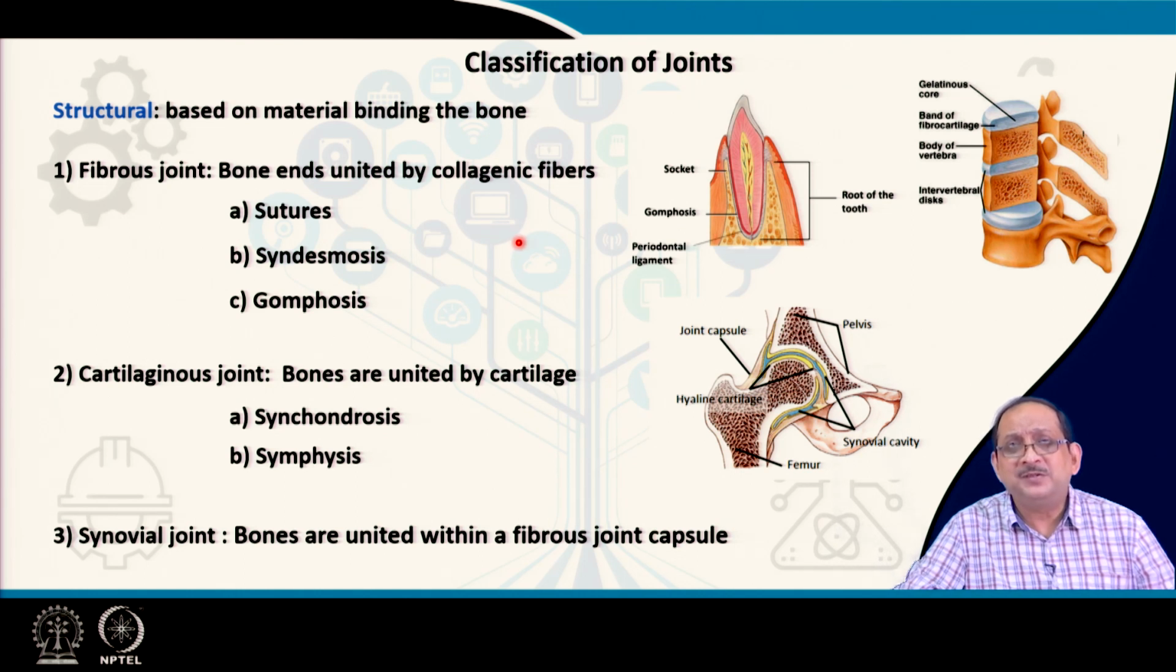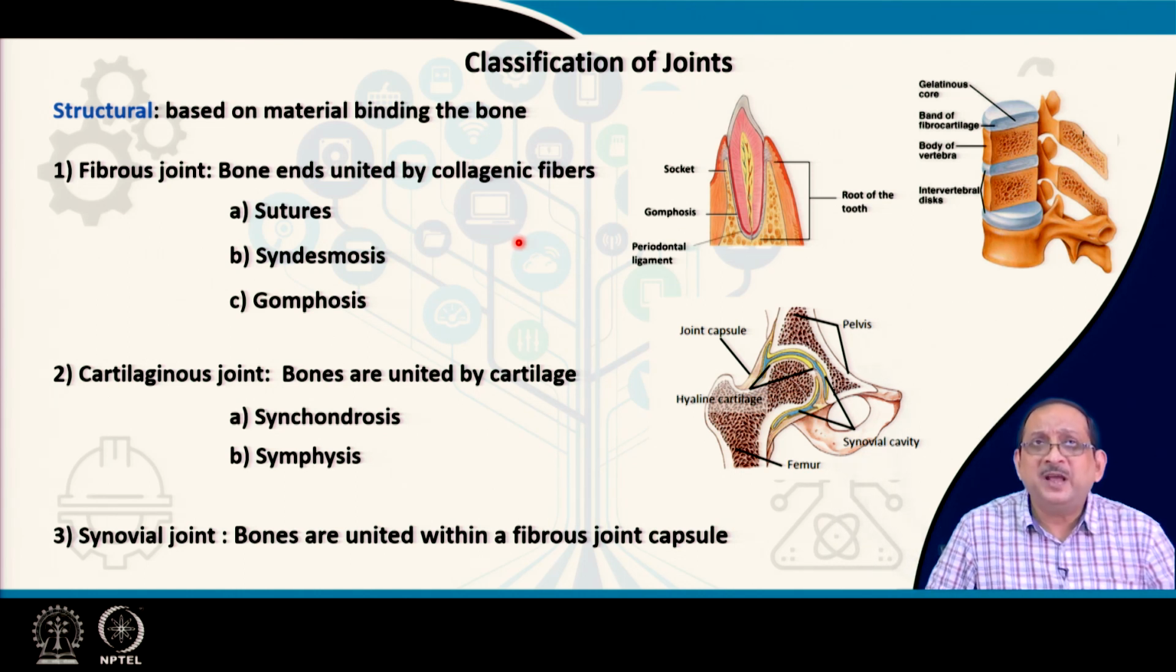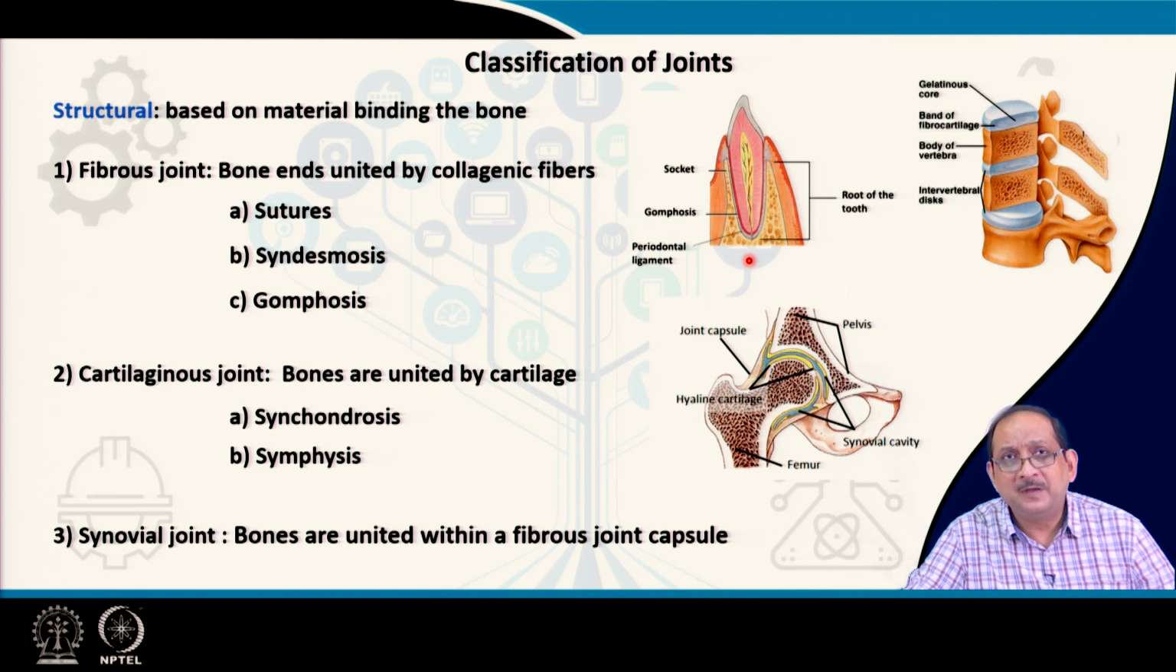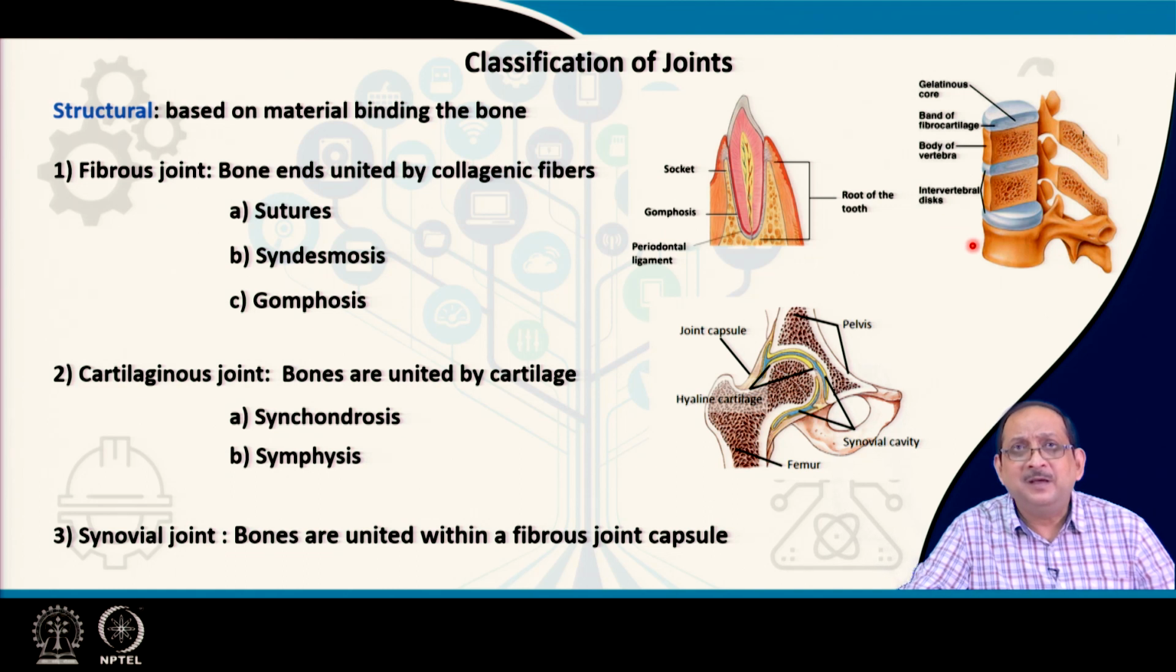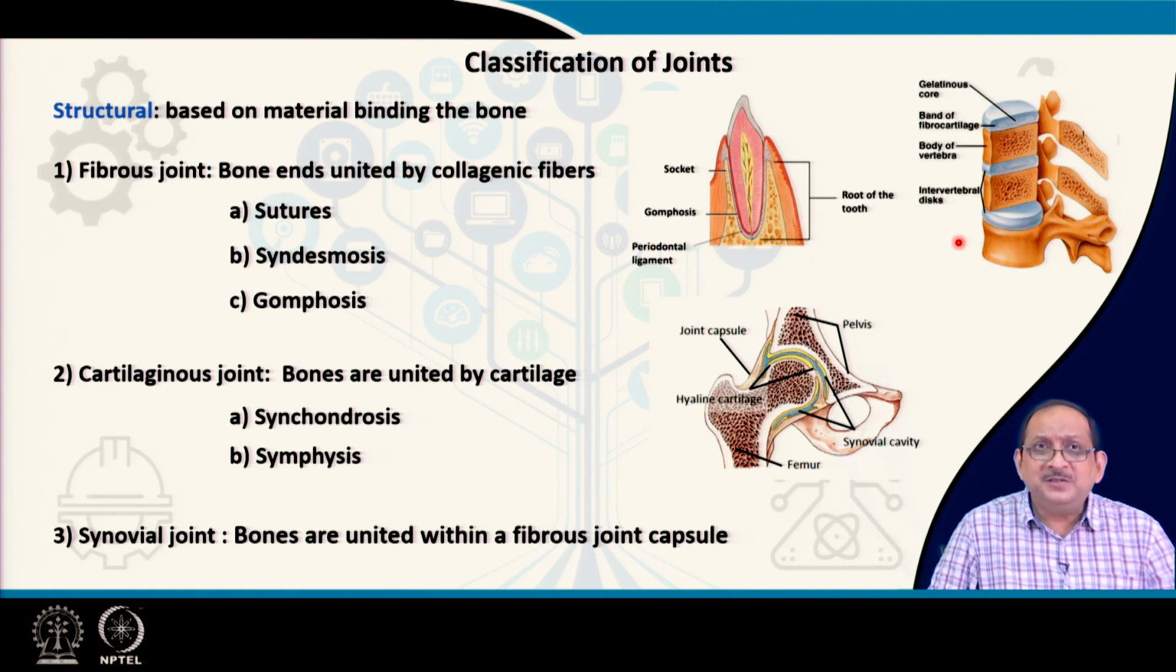The fibrous joints are the joints where the bone ends are united by collagenous fibers. Examples are sutures, syndesmosis, and gomphosis. In the cartilaginous joints, the bones are united by cartilage, and the types are synchondrosis and symphysis.